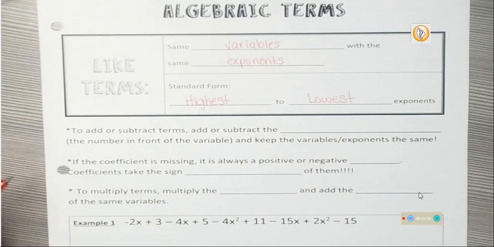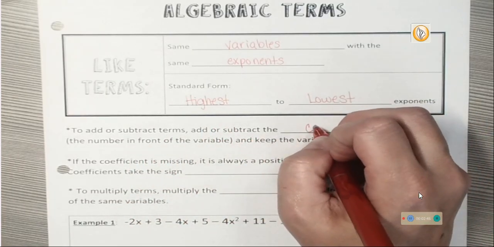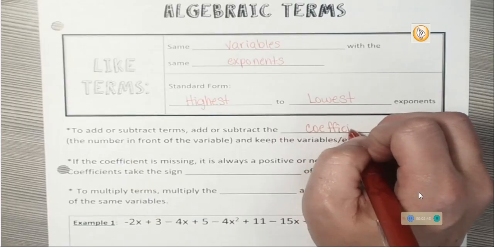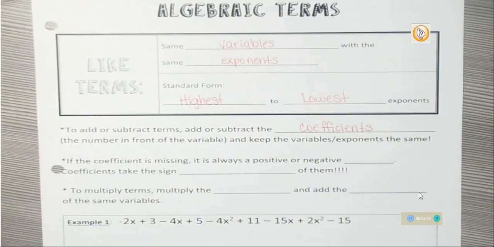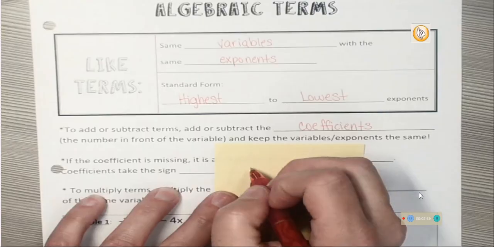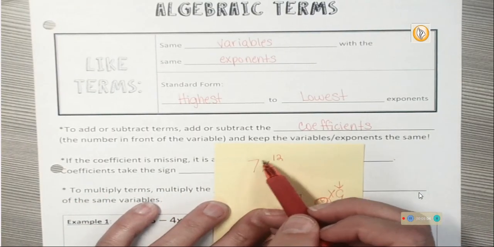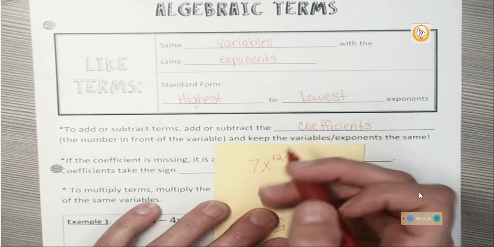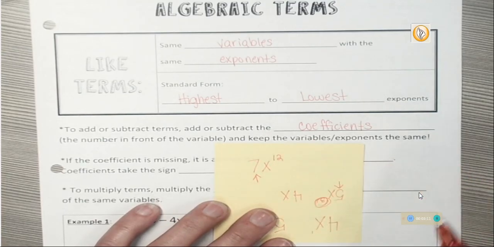If we're going to add or subtract terms, you add or subtract the coefficients. Now that's the proper mathematical term. What's the coefficient referring to? The number in the front. So, if I tell you 7x to the 12, which of these numbers is the coefficient? The 7. That's in the front. What's this guy called? That's your exponent, okay?